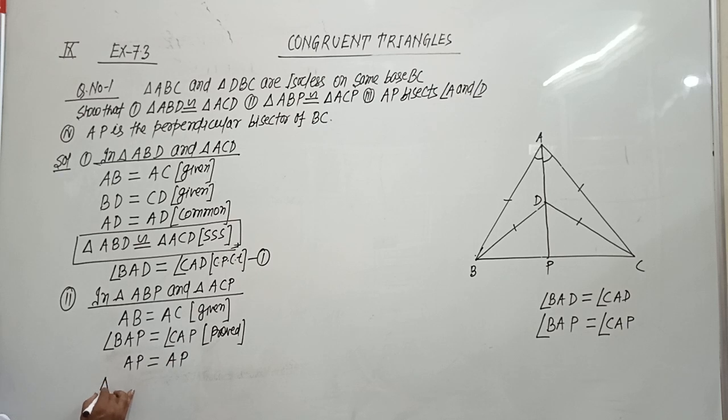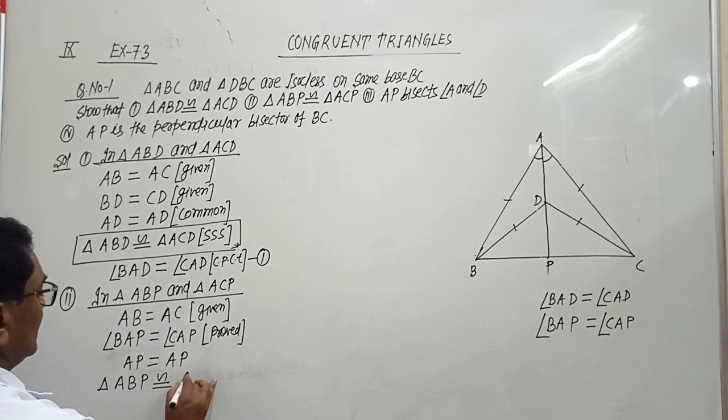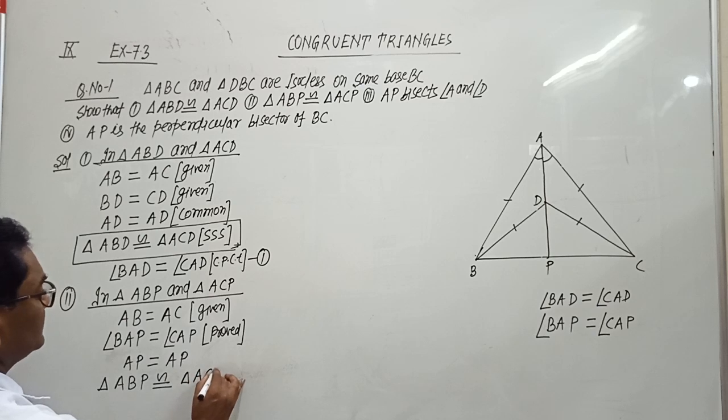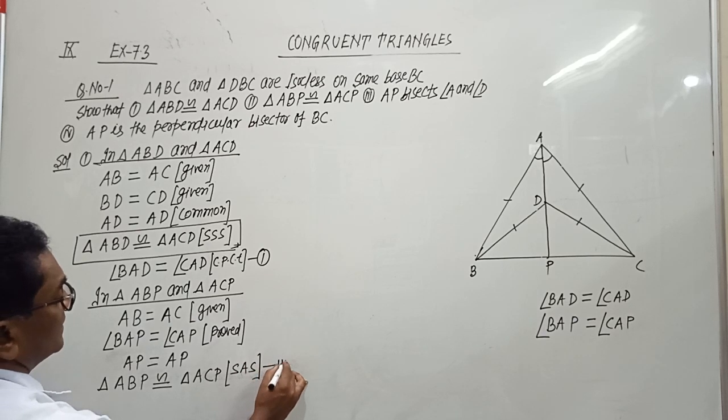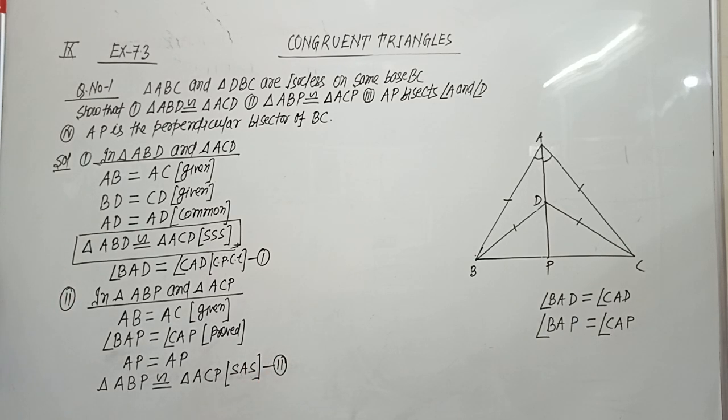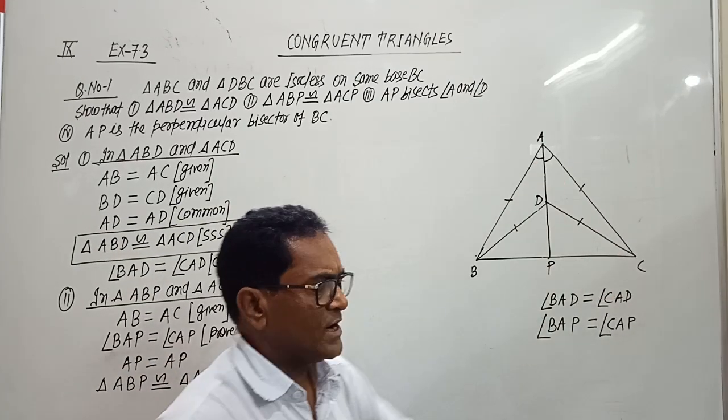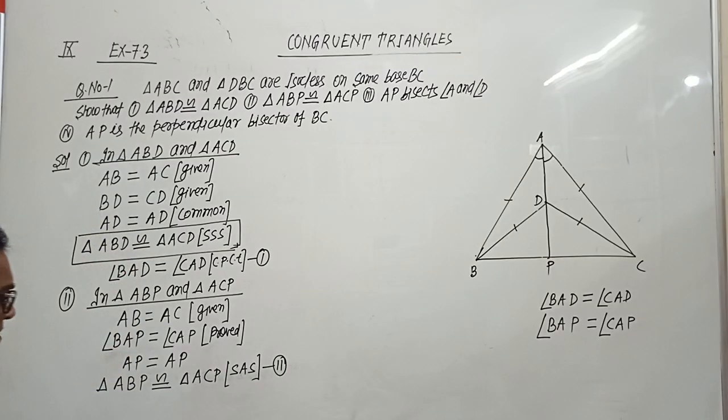So triangle ABP is congruent to triangle ACP by side angle side. Name it the second equation: triangle ABP is congruent to triangle ACP by SAS criterion.